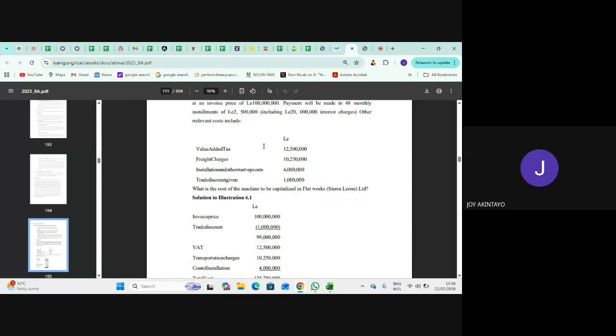So we are now being asked, what is the total cost of this asset? We want to determine the cost of the asset. The first thing I told us is that for us to determine the cost of an asset, what is the first thing we need to consider? What is the first thing that will come to your mind?